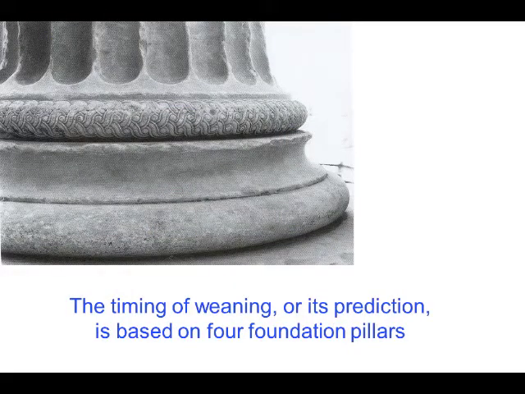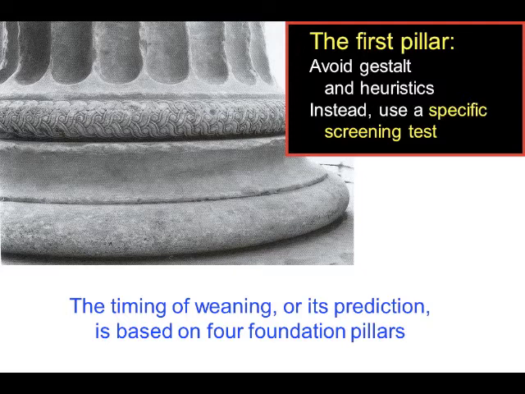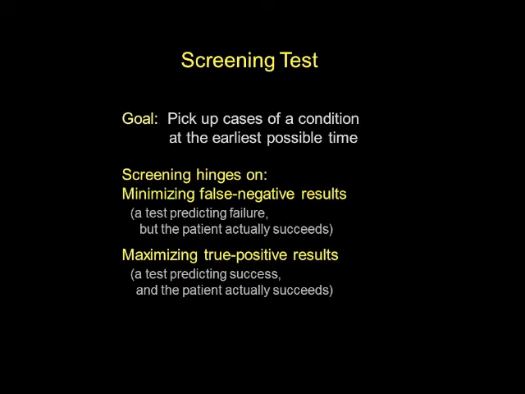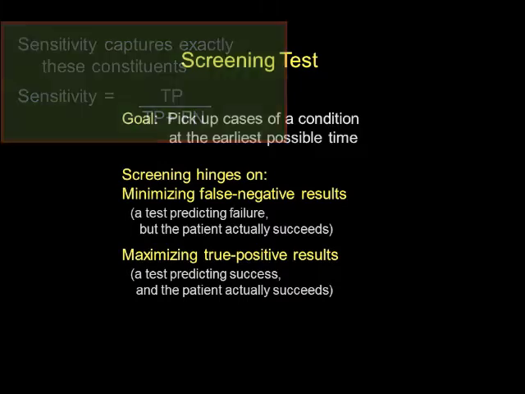The timing of weaning, or its prediction, is built on four foundational pillars. The first pillar is to avoid gestalt and heuristics and to instead use a specific screening test. The goal of a screening test is to pick up cases of a condition at the earliest possible time. Screening hinges on minimizing the number of false negative results and maximizing the number of true positive results.